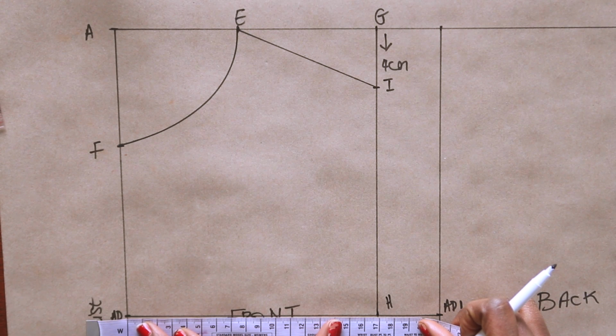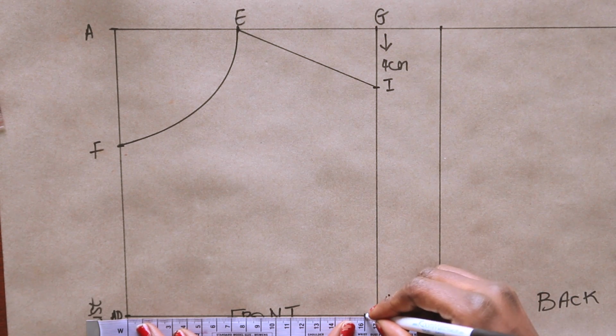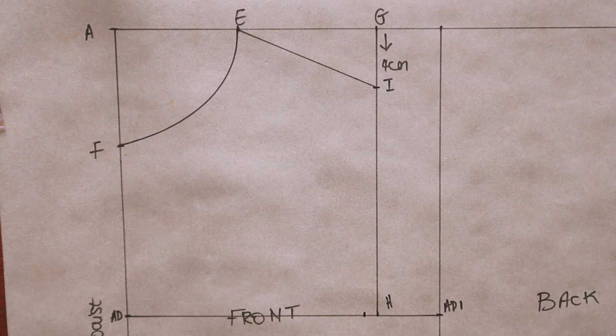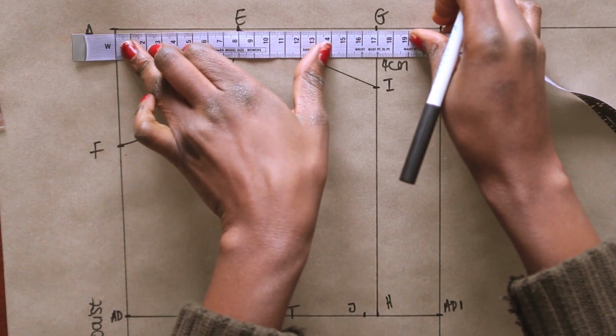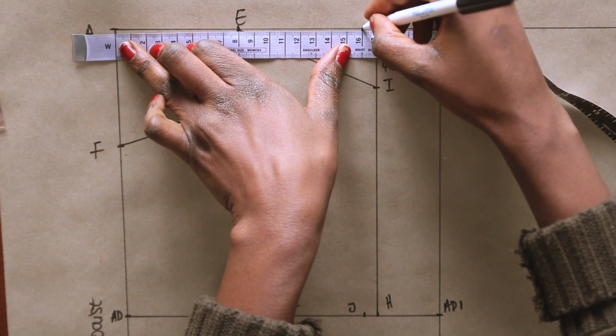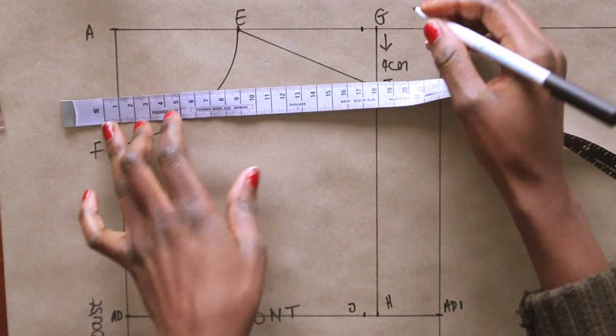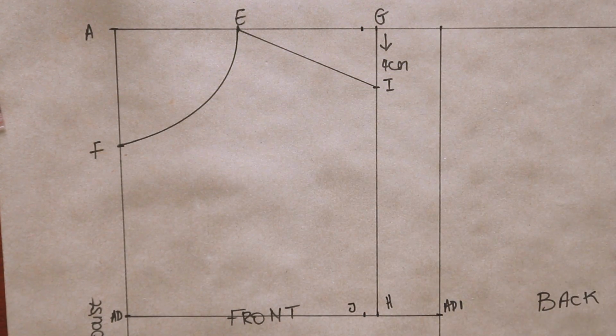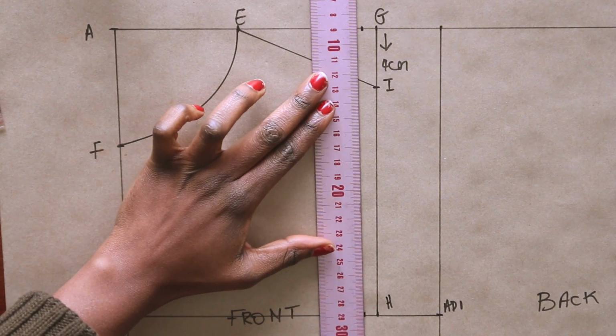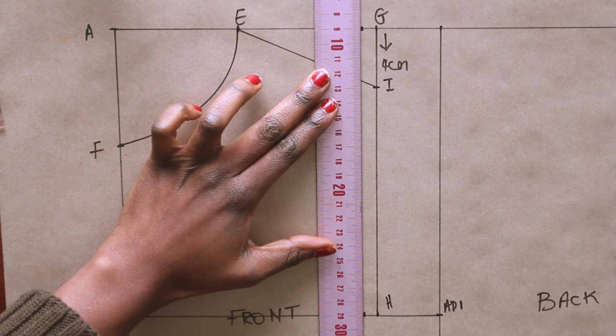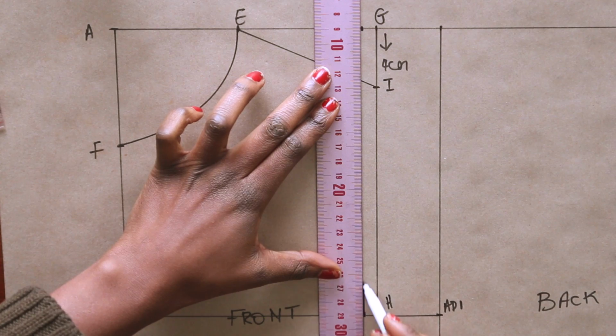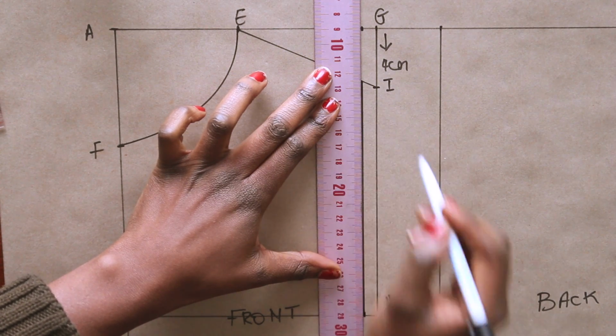Next, you're going to divide your chest width by 2 and mark it on line AD1 and AD2 like so. Label it J. Mark the same measurement on line AEG, starting the measurement from point A. Draw a vertical line from point J till it intersects your shoulder slope. Label it K.